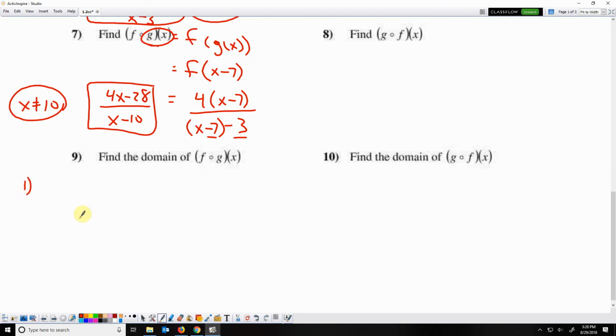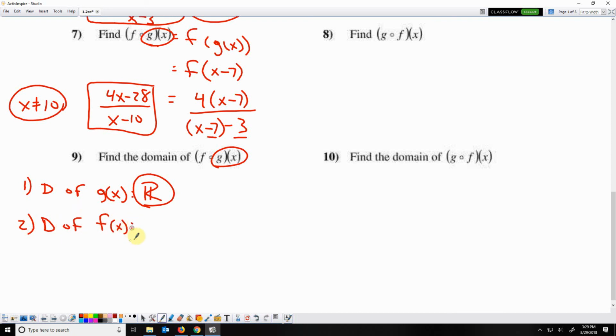So the first step is the domain of the inner function. So the domain of g of x, which we already know, is all real numbers. I'm circling that because I use the inner function in my domain. Step 2 is the domain of the outer function, f of x, which we already know is that x cannot equal 3. Now I don't use that in my final answer, but since this is not all reals, I continue on to a step 3 where I do the domain of the composition.